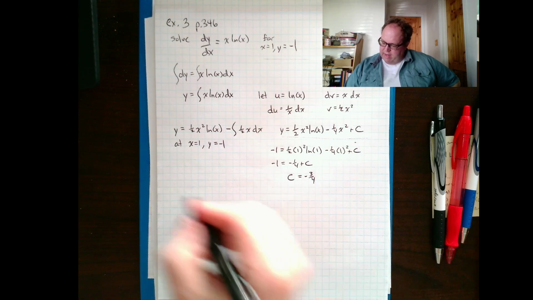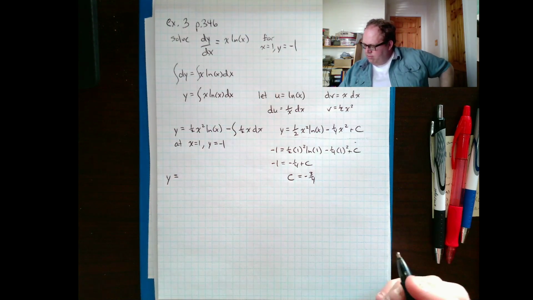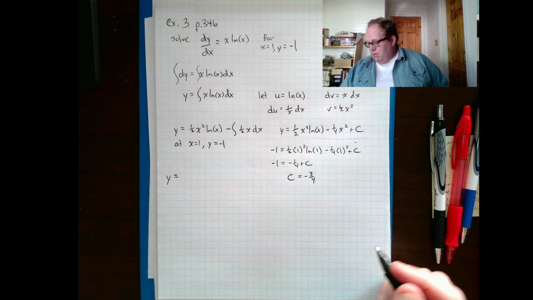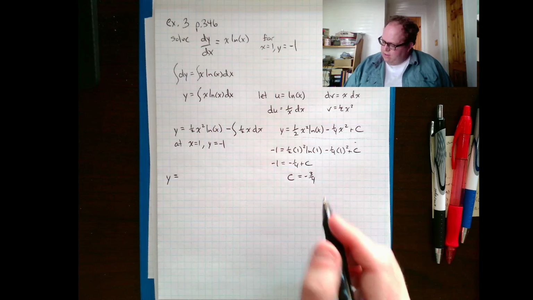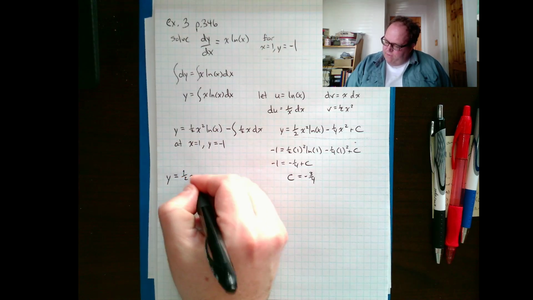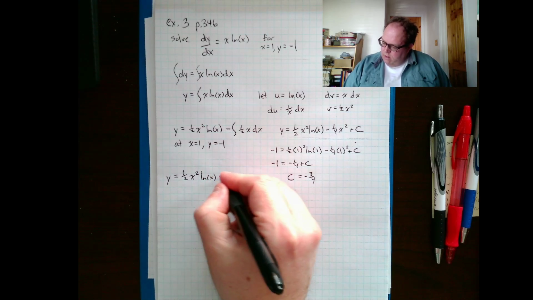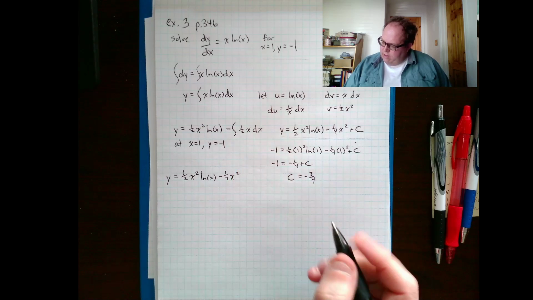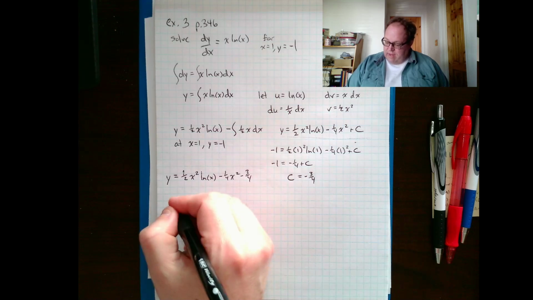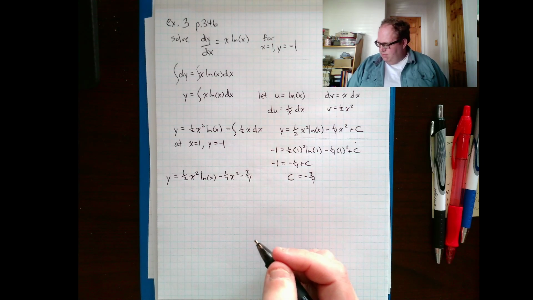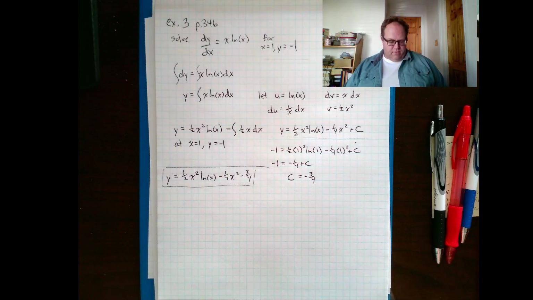And ultimately I can say that y equals, and I might factor out, I won't factor just yet, 1/2 x squared ln x minus 1/4 x squared minus 3/4. I can make it a little tidier. I won't bother. Okay.